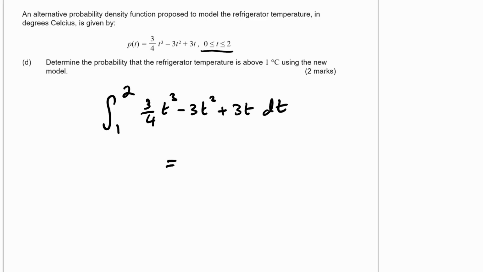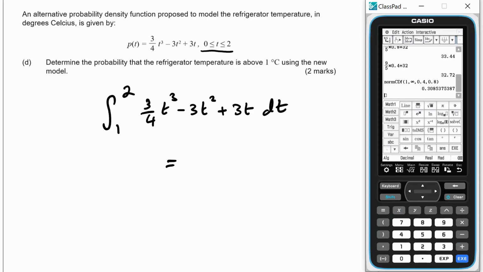And we can do that on the calculator because it's a calculator paper, which is why you're not being given many marks for doing it. So we've got the integral from 1 to 2 of 3/4 of x cubed minus 3x squared plus 3x dx, and that's 0.3125.